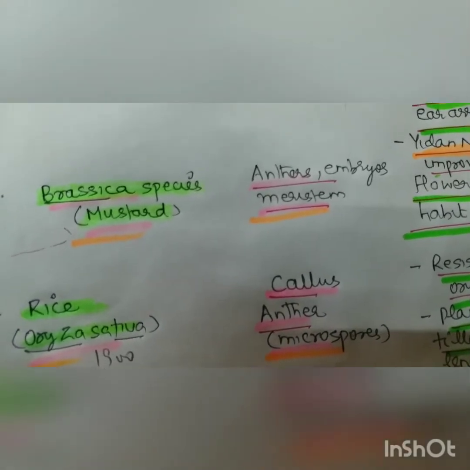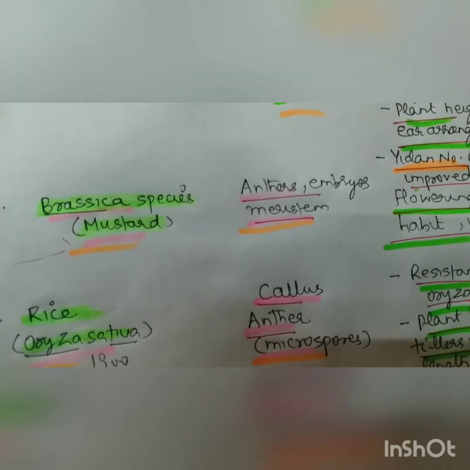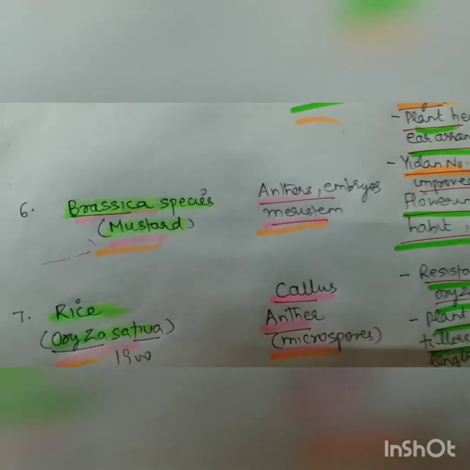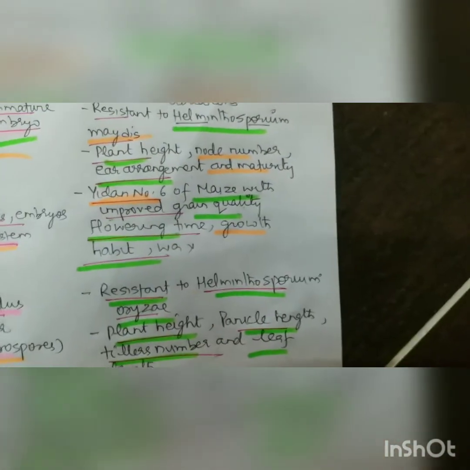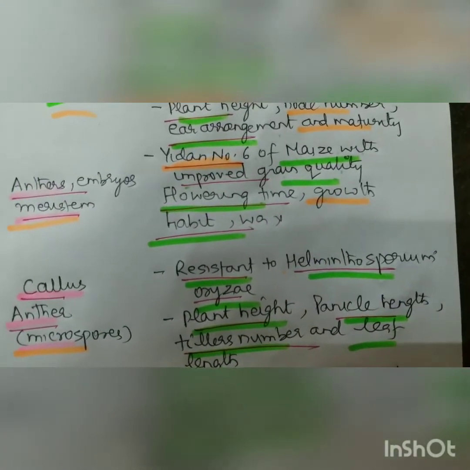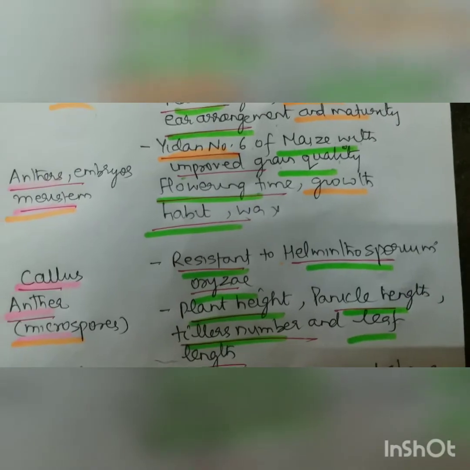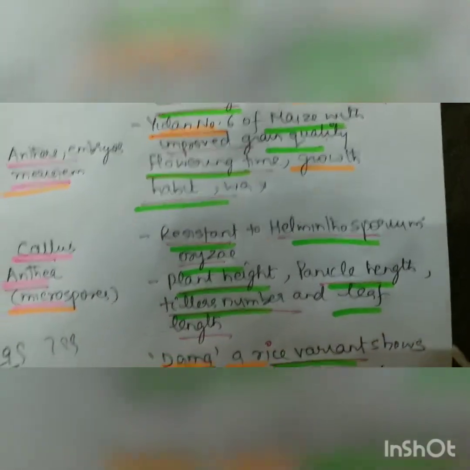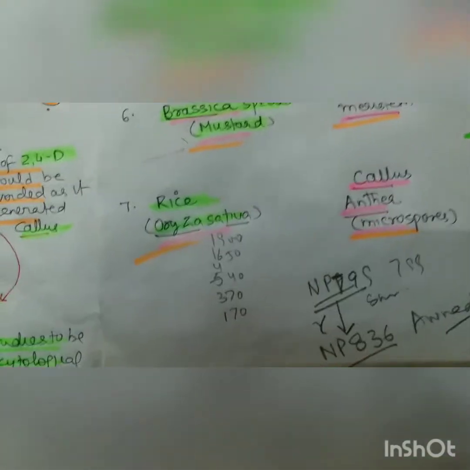Then we have come to the Brassica species, where anthers and embryos are taken, and the traits are flowering time, growth habit, and wax. Wax is a very important part. It protects the plant from injuries, and that increases resistance.